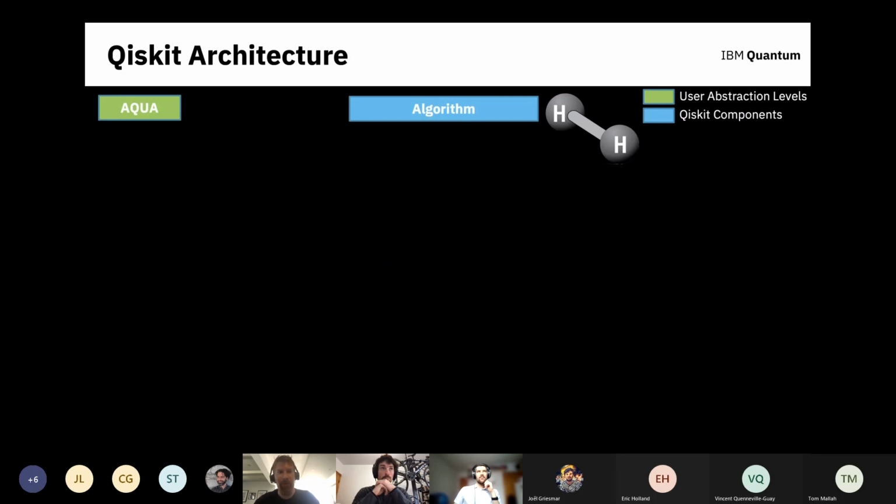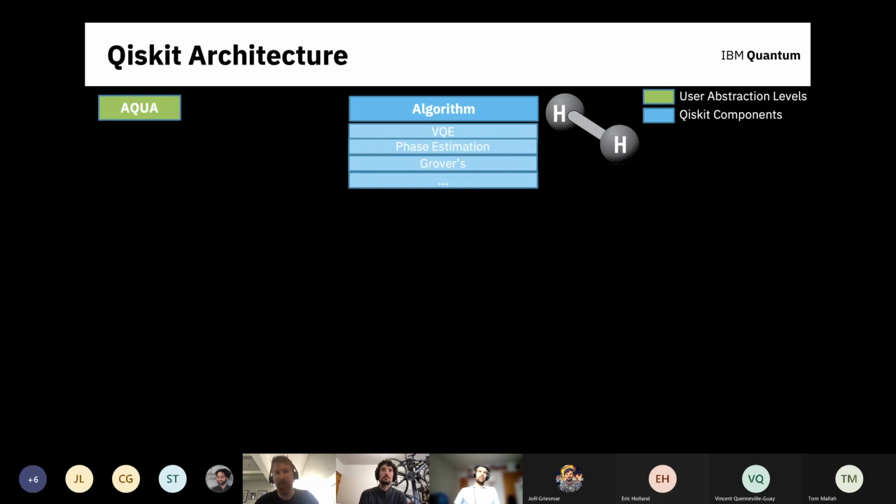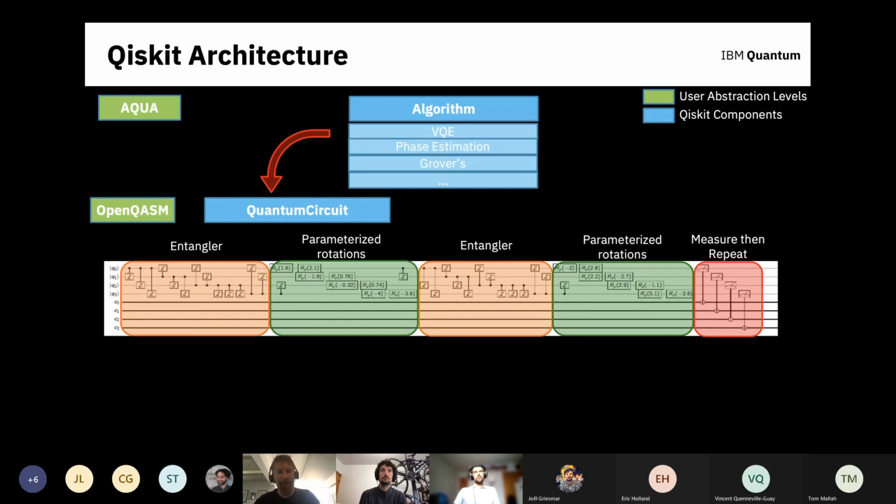So what happens when you submit an algorithm to Qiskit? Well, this is kind of an overview of what happens now. You have an algorithm, and say you're in Aqua and you want to calculate the ground state of a hydrogen molecule. One common algorithm for that is variational quantum eigensolver, but we have all kinds of other algorithms that are available as well, such as phase estimation and Grover's.